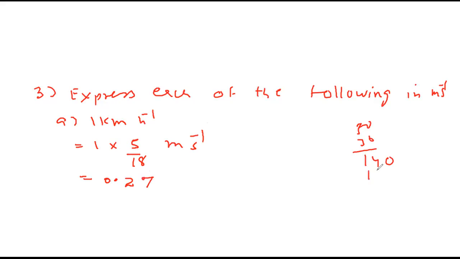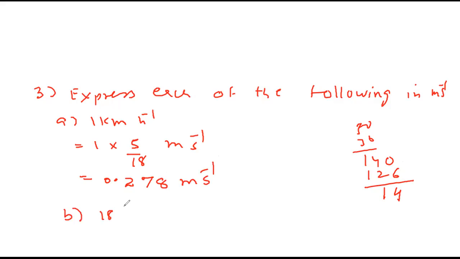Sir, if we leave it like 5 upon 18, then it's okay? No, no, it's not okay. You have to convert till decimal. This again 14 will be remainder. So 7 will be recurring. So we can round off as 0.78 meter per second.